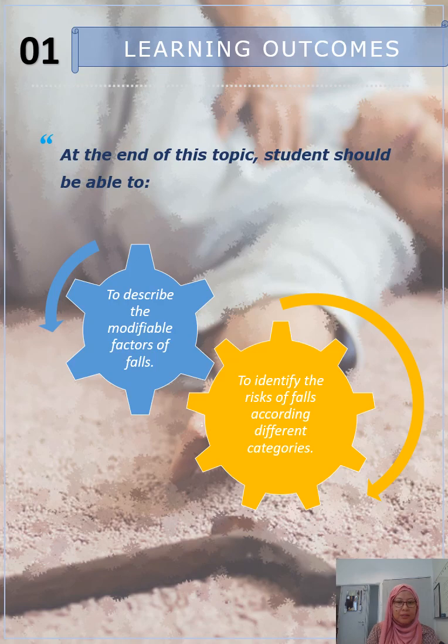So the expected learning outcomes at the end of this topic, you should be able to describe the modifiable factors of falls and to identify the risks of falls according to different categories.